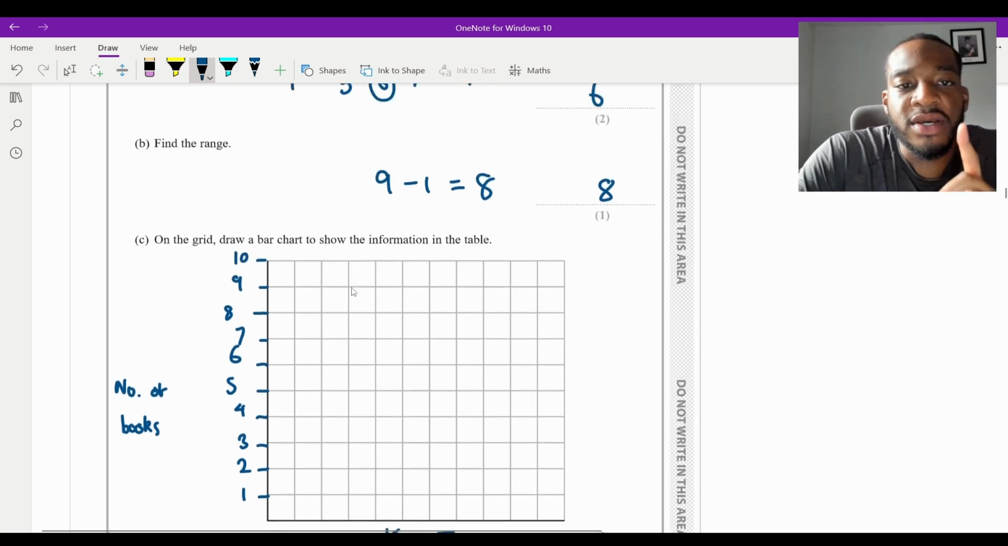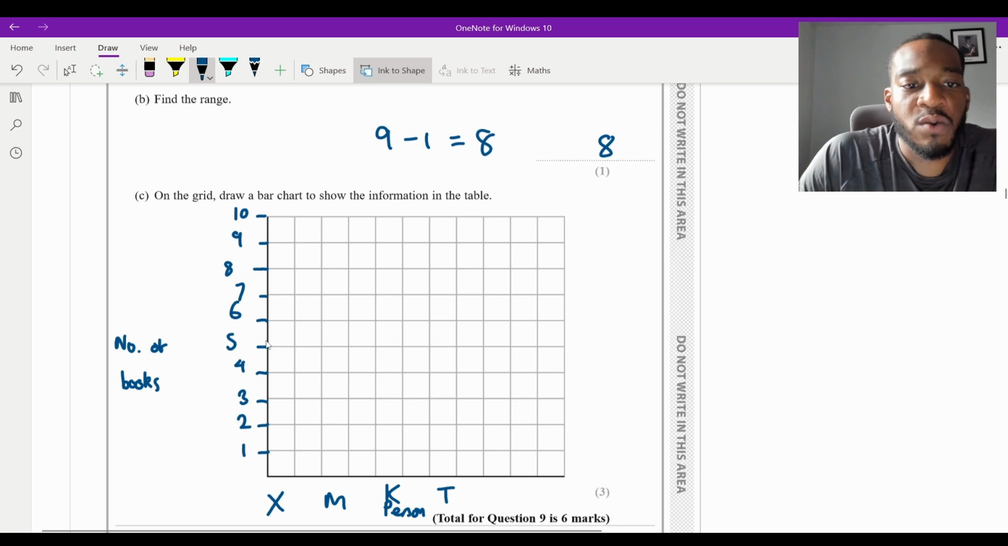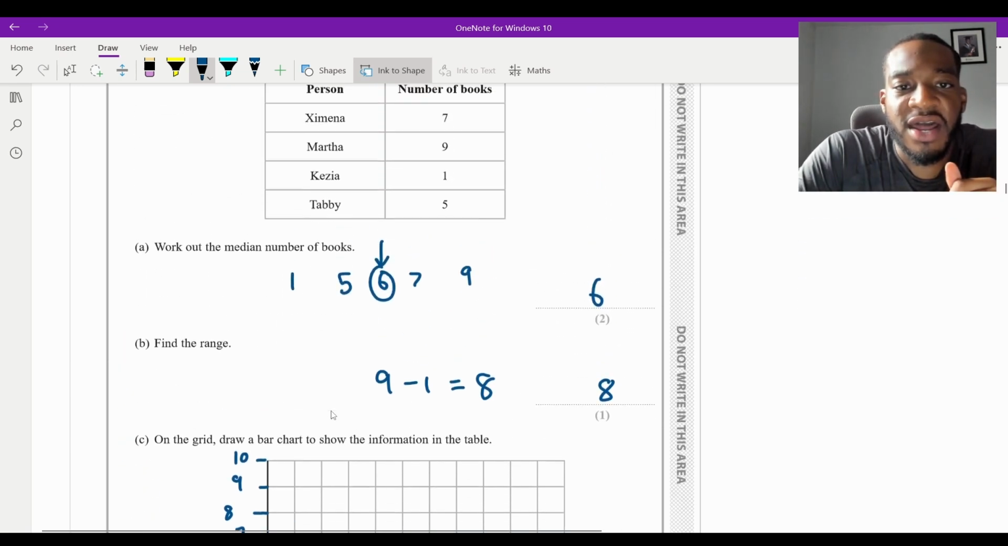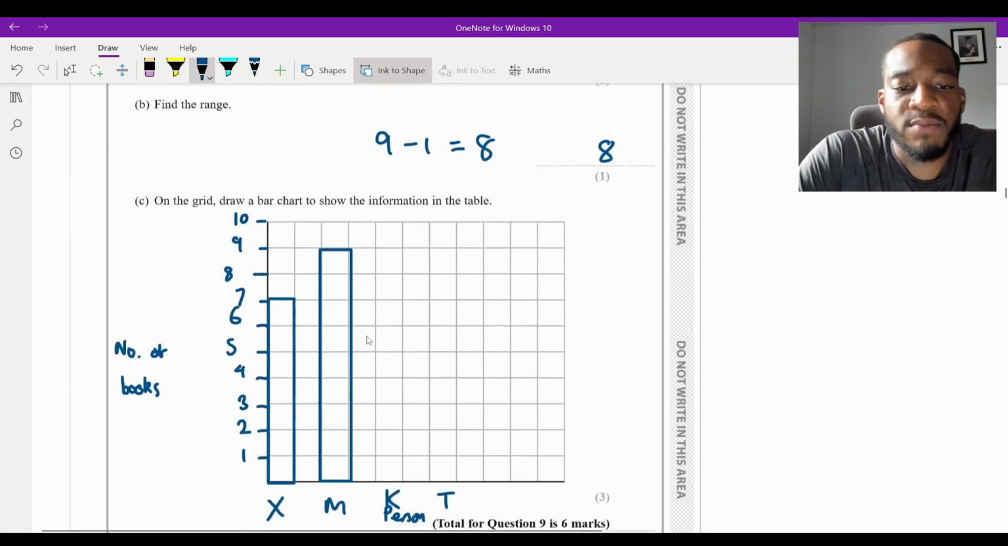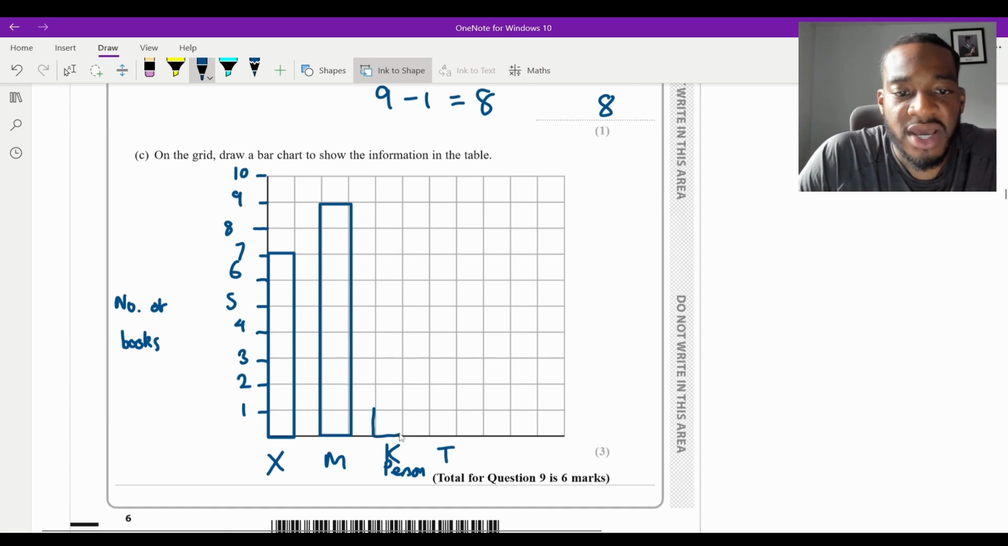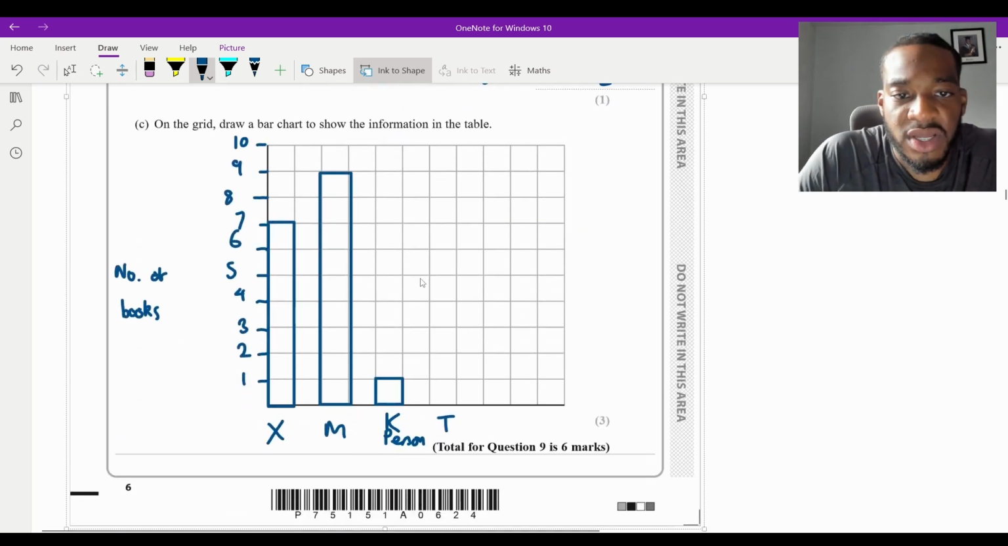Okay, so now Jimena has 7 books, so we need to draw a rectangle up to 7. What I'm going to do is use the ink to shape tool because it just makes the rectangle very nice. Perfect. That will be Jimena. Martha had how many books? 9. She has the most. So I'm going to do this here. Like that. And then Kezia has 1 book, so I'm just going to draw 1 block like that. Should be fine. Let me just move it a bit to the side. Yeah, that's better. And then 1 more. Tabby had 5 books, so I'm going to do it like this.